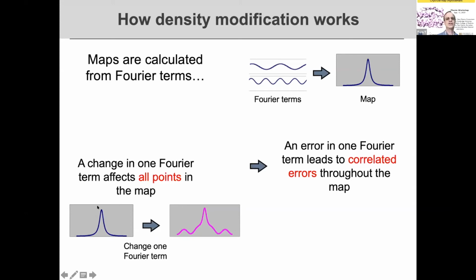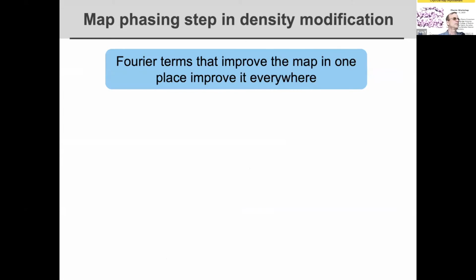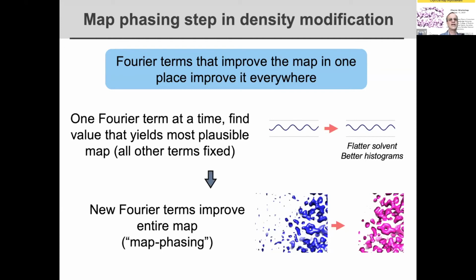In particular, in this simple Gaussian picture, it makes the Gaussian atom look bad, but it also introduces ripples elsewhere. So the trick is, if we fixed a Fourier term based on one part of the map, if we looked over here and said, I know the solvent should be flat, let me fix this Fourier term, that can fix the map in another part of the map. The way we actually do this is one term at a time. We find the value that yields the most plausible map, leaving all the other terms fixed. And then those Fourier terms collectively, taken all together, improve the entire map and yield what we call a phasing map.